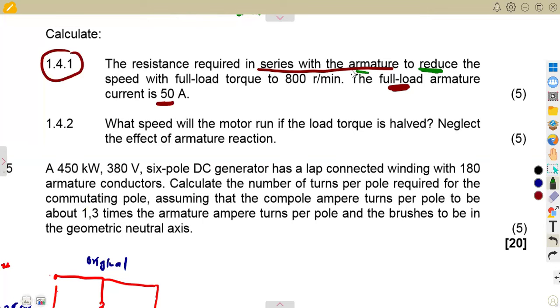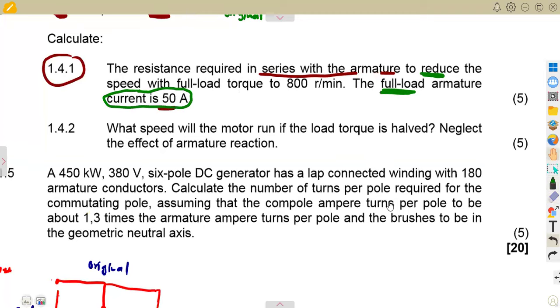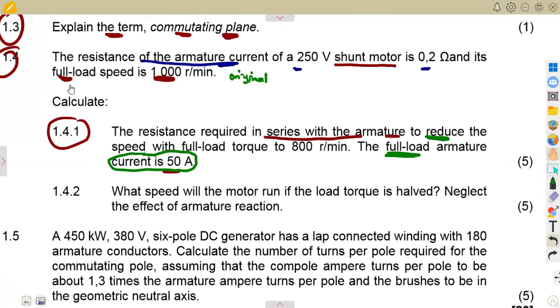But there they gave us a statement, the full load armature current. What is it that we consider? At full load, we are at the initial conditions. At full load, that is where we have the speed of 1000. At full load, that is at original. So this armature current is not for the second or for the final circuit. No, it is for the original circuit at full load.